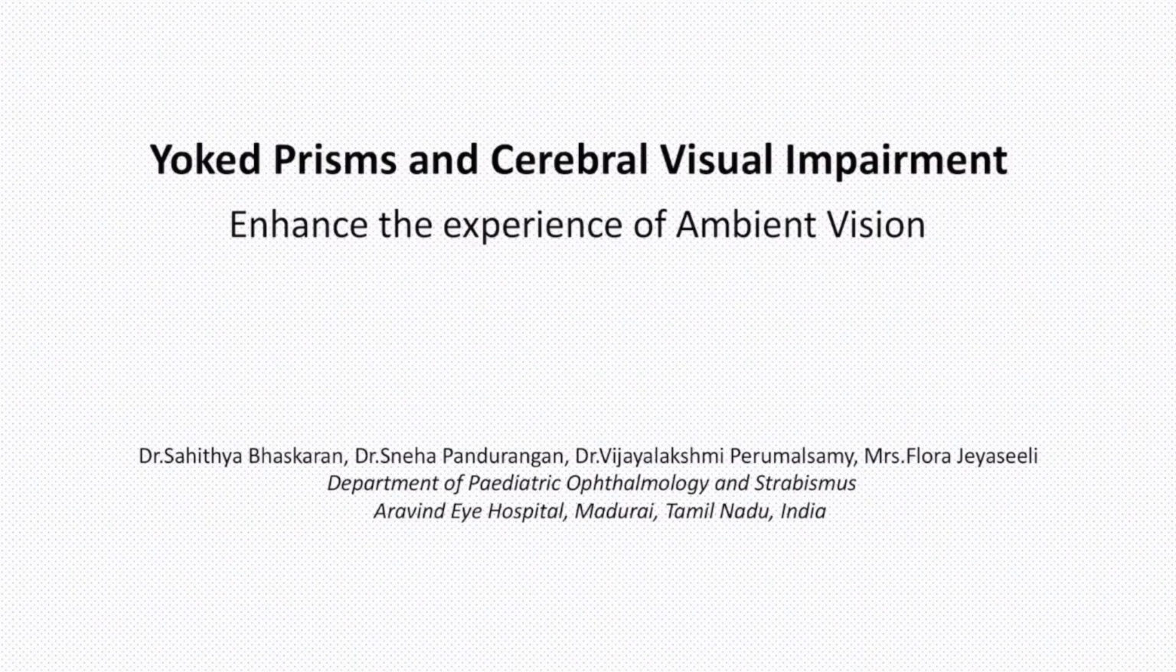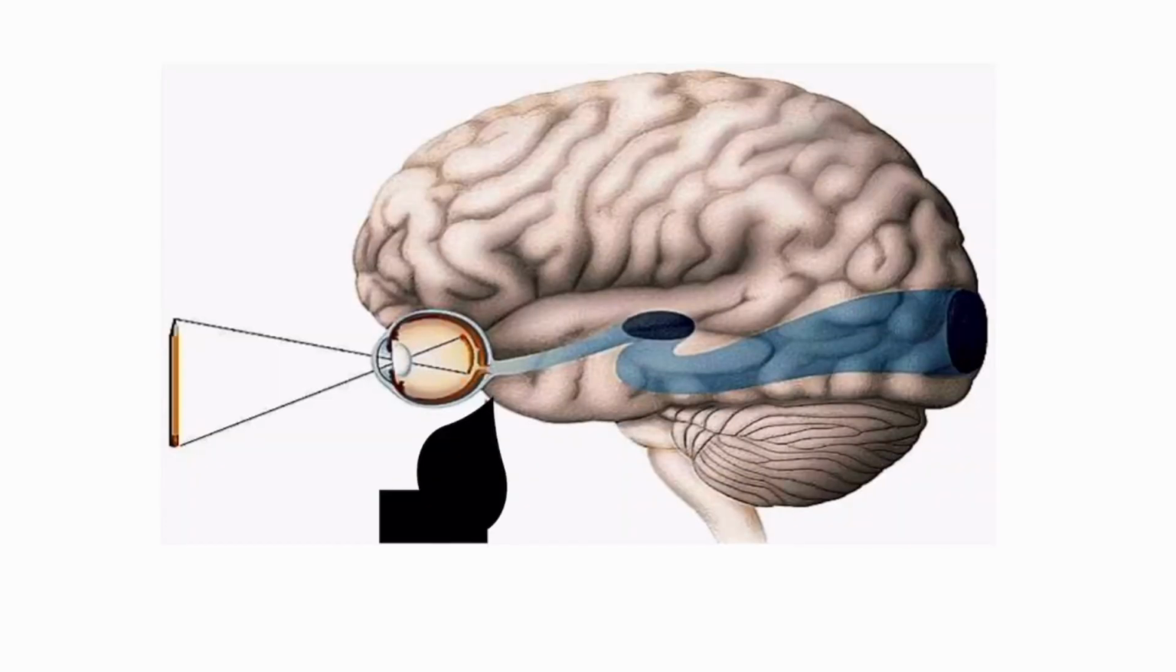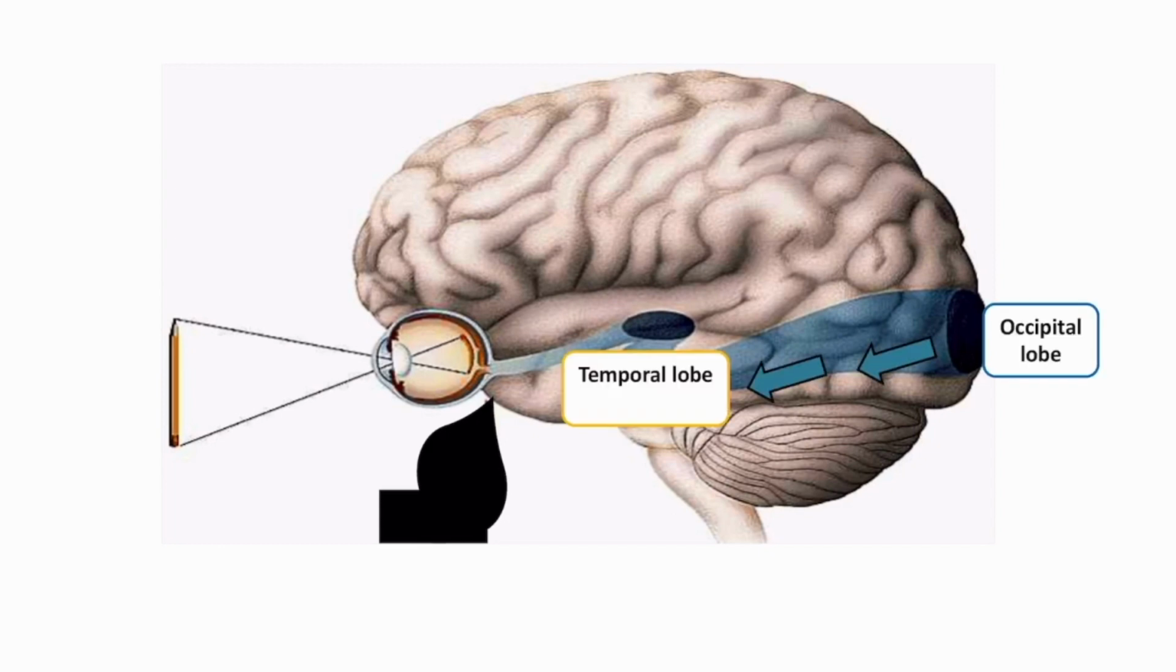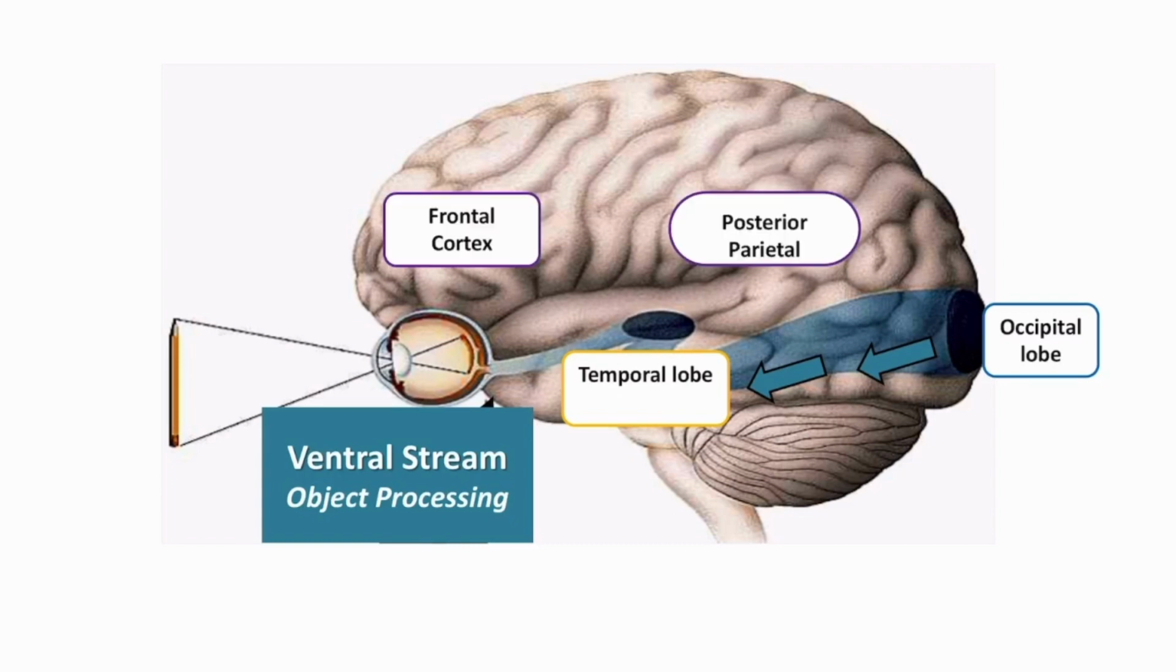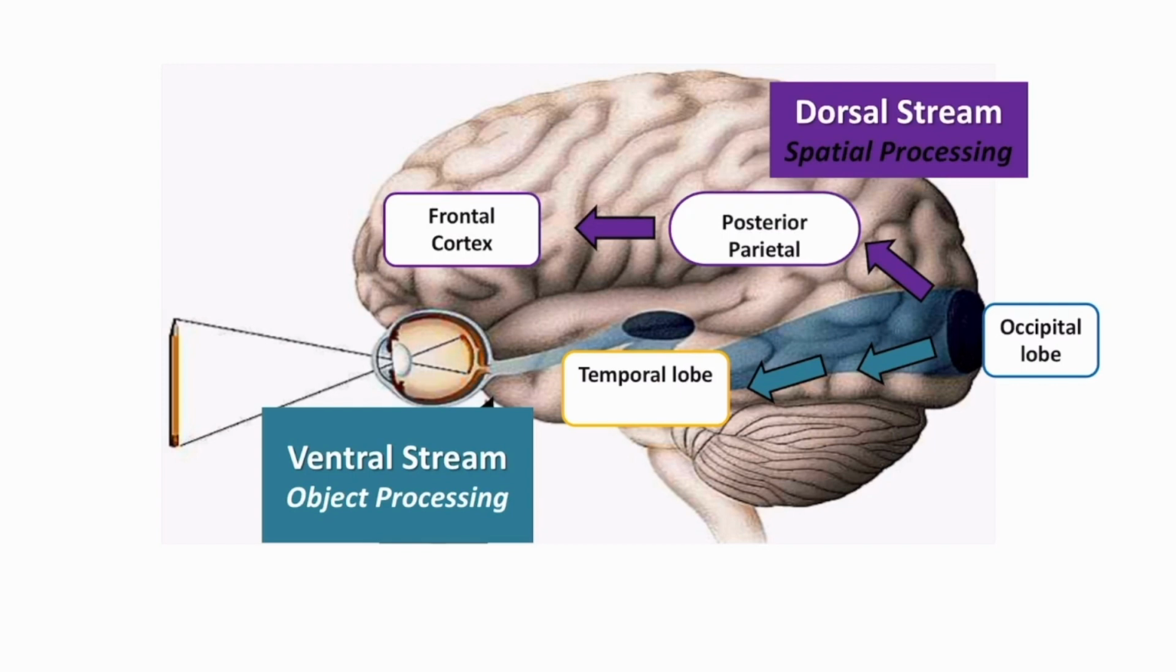Yoked prisms and cerebral visual impairment. The processing of visual information around us involves two systems, namely the ventral and dorsal system. The ventral system answers the what, that is, identification of people or an object in a person's environment. On the other hand, the dorsal system answers the where, that is, perception of space such as movement, depth, and position of one's self in an environment.